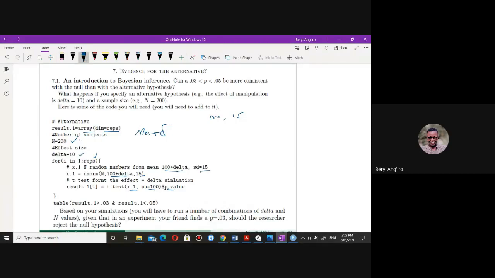So based on this simulation, you will have to run a number of combinations of delta. You can change the values of delta and also the values of n. Given that an experiment, your friend maybe finds a p of 0.5, then should the researcher reject the null hypothesis?